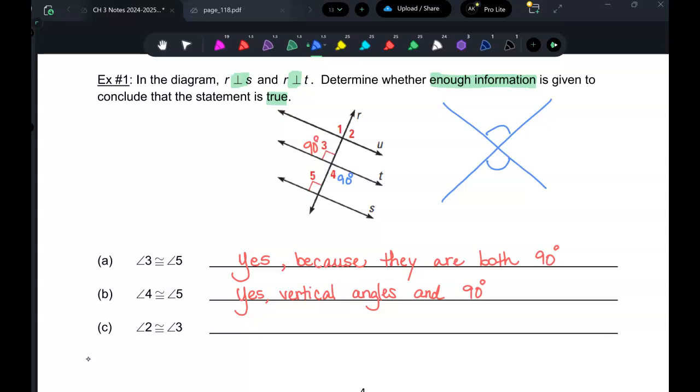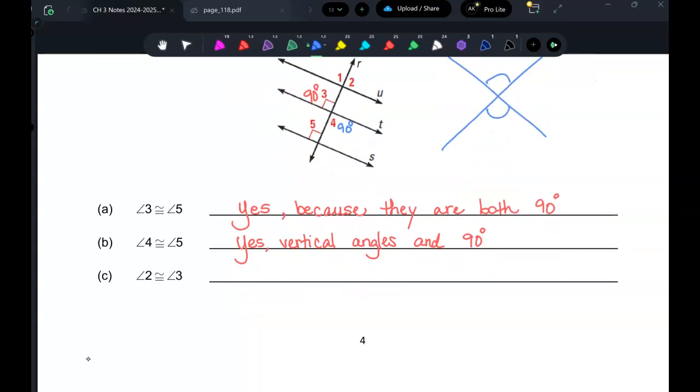Usually it would be like 1 and 3, right? How is 4 and 5 vertical? No, 3 and 4 are vertical. That's not what I was asking. Yeah, so 3 and 4 are vertical, and then these two are congruent. They're both 90 degrees.